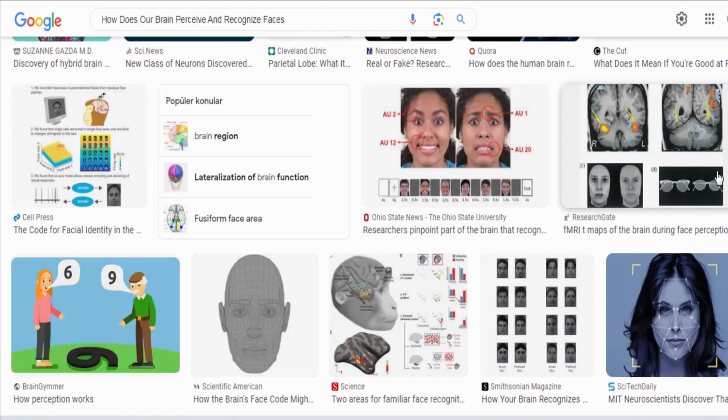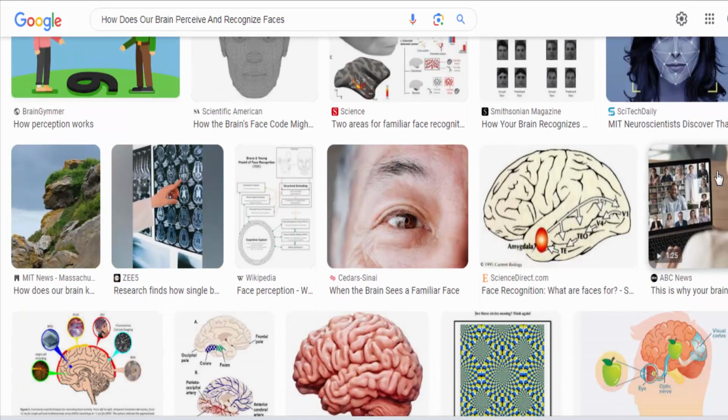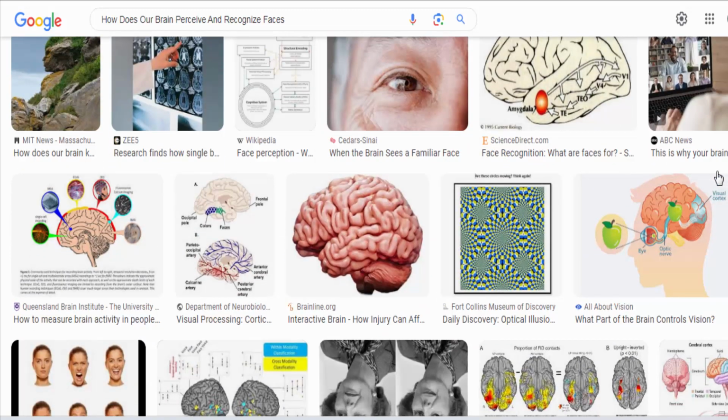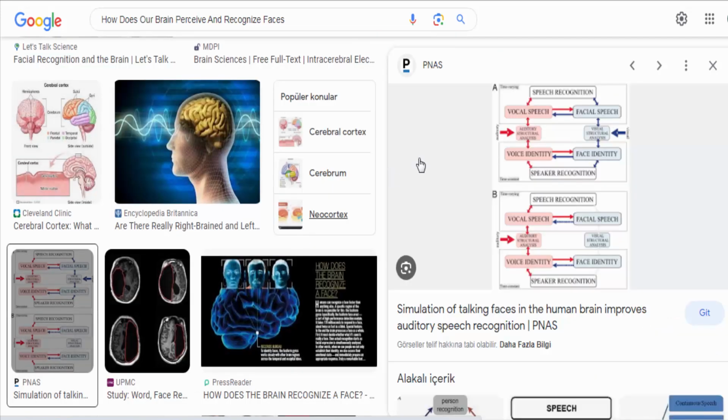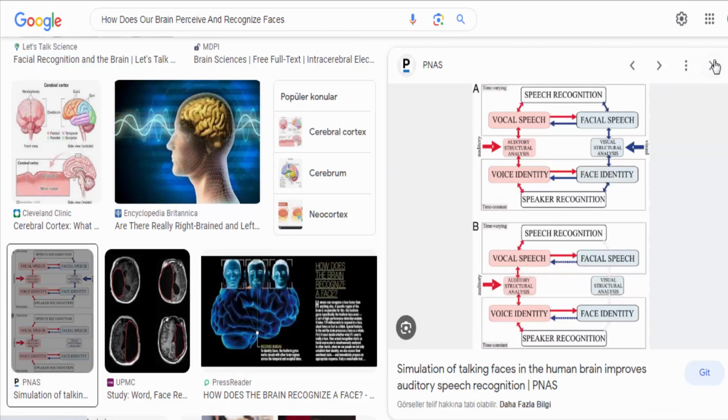Emotional and social processing. The brain also integrates facial perception with emotional and social information. It recognizes facial expressions, such as happiness, sadness, or anger, and interprets the emotional states and intentions of others.